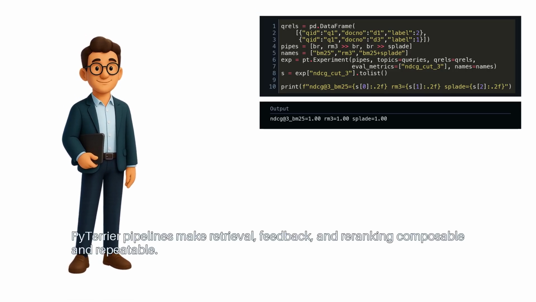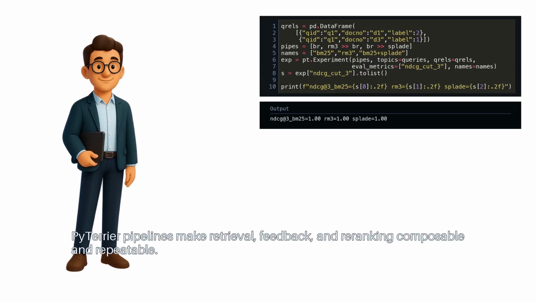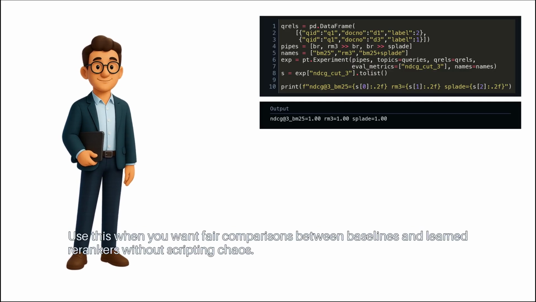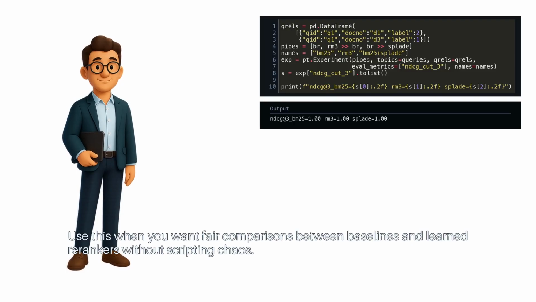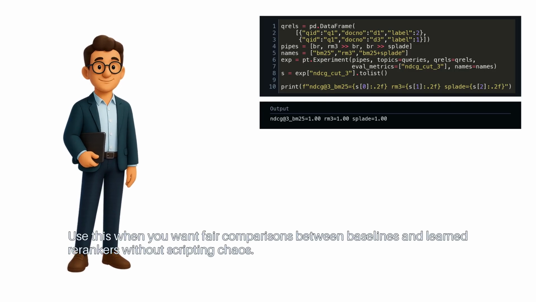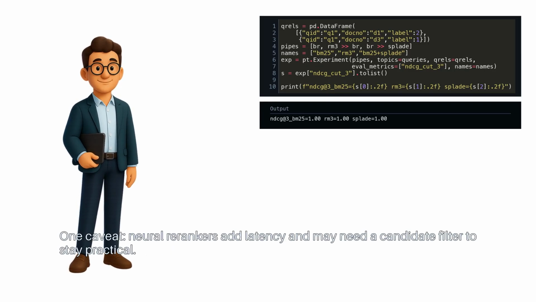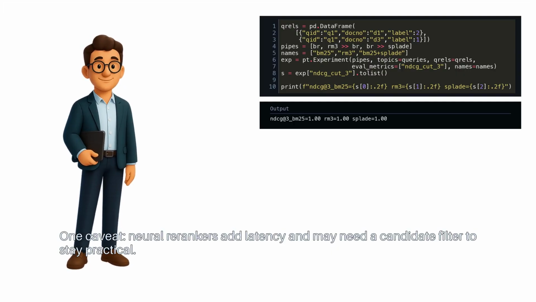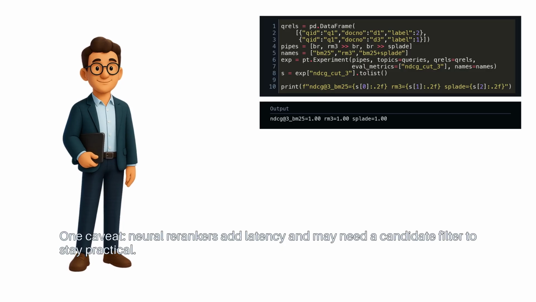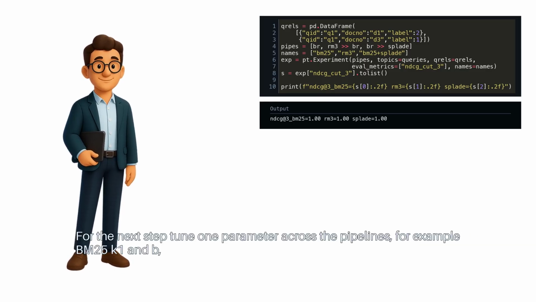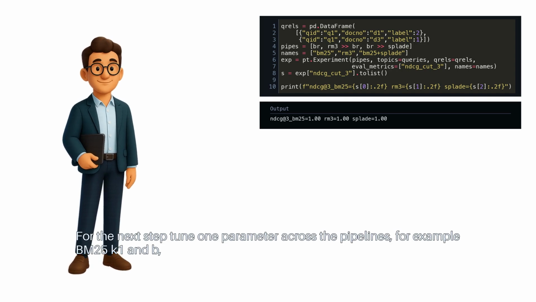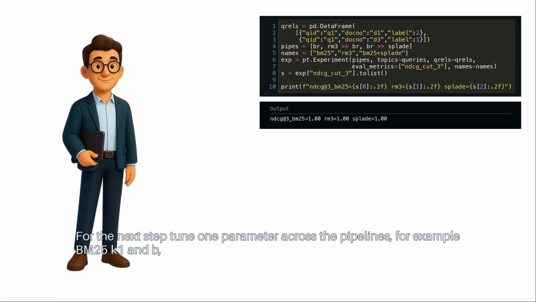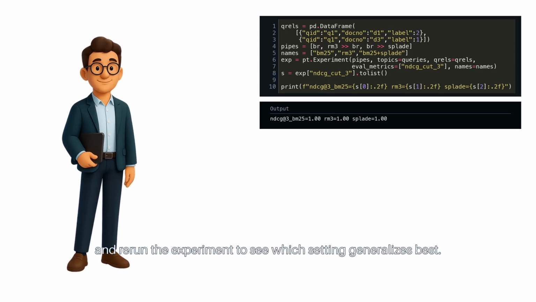Recap. PyTerrier pipelines make retrieval, feedback, and re-ranking composable and repeatable. Use this when you want fair comparisons between baselines and learned re-rankers without scripting chaos. One caveat: neural re-rankers add latency and may need a candidate filter to stay practical. For the next step, tune one parameter across the pipelines, for example BM25 k1 and b, and rerun the experiment to see which setting generalizes best.